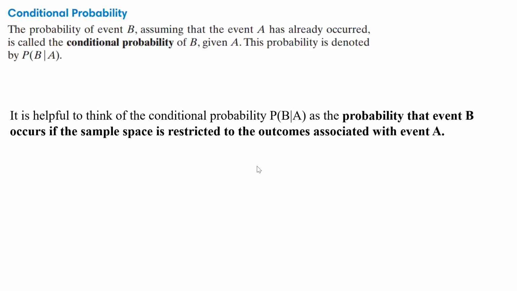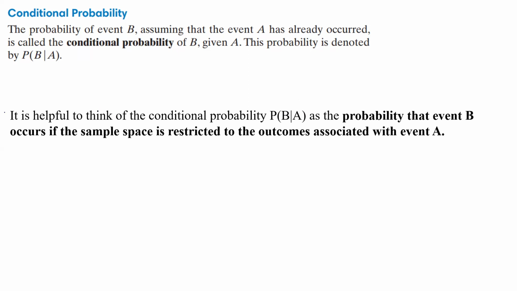All right, so now we're dealing with conditional probability. The probability of event B, assuming that event A has already occurred, is called the conditional probability of B given A. This is denoted as the probability of B given that A has already occurred. So that's how that's read.